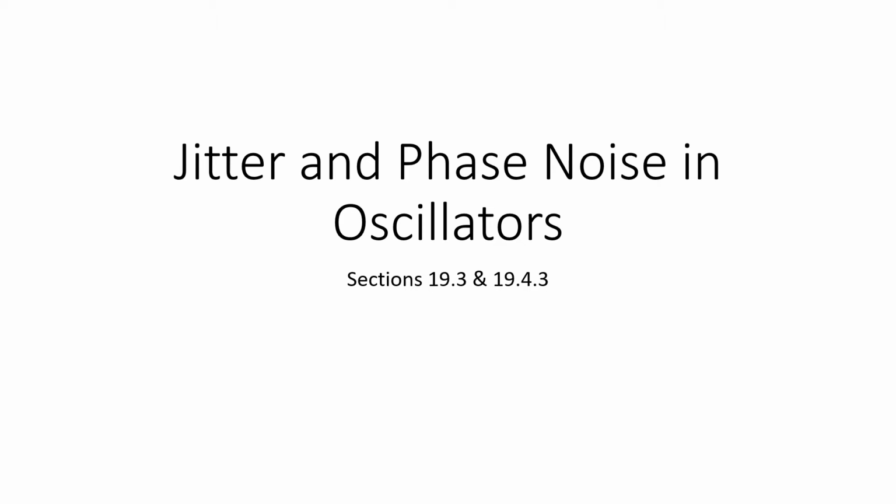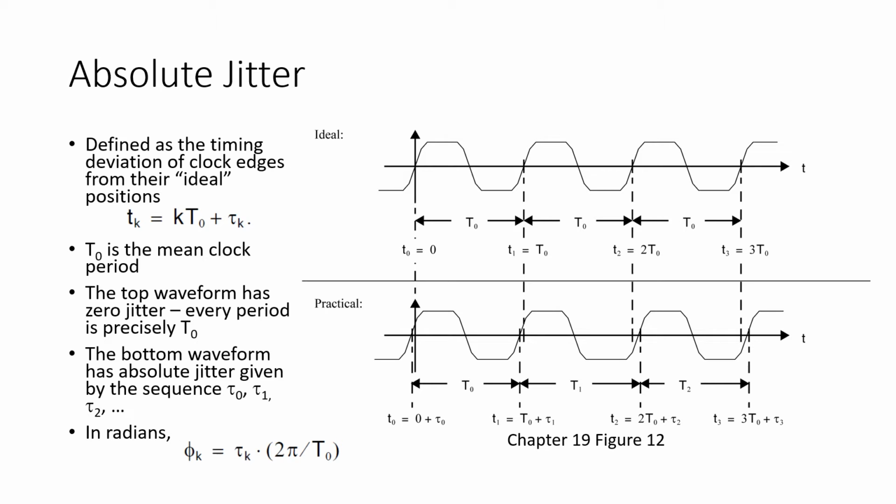In this video, we're going to look at jitter and phase noise in oscillators. We'll look at their basic definitions and metrics, and we'll also cover their typical characteristics in integrated circuit oscillators. We use oscillators to produce periodic waveforms, like this one.